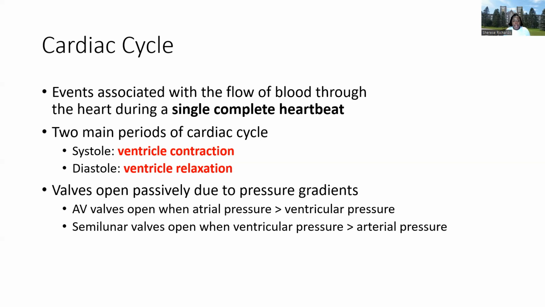And then at the bottom here, sort of going over that same concept that we just shared. The AV valves are open when the atrial pressure exceeds the ventricular pressure. The semilunar valves are open when the ventricular pressure exceeds the arterial pressure. So again, in order for any of the valves to open, the pressure in the chamber preceding the valve has to be higher than the pressure in the chamber or the vessel that is after that valve.